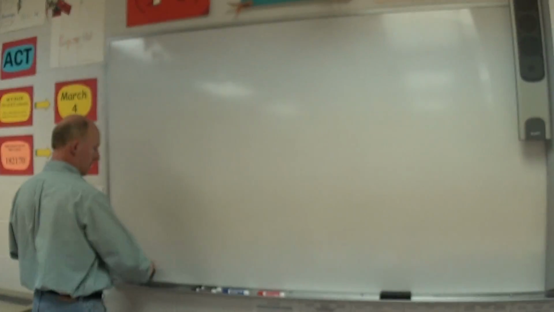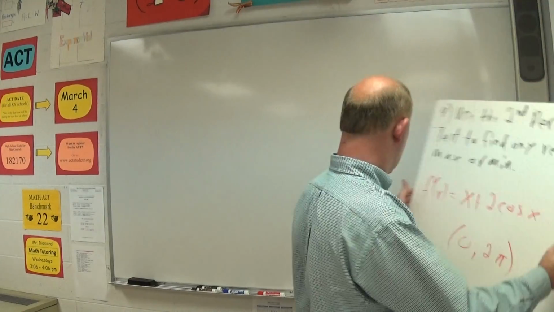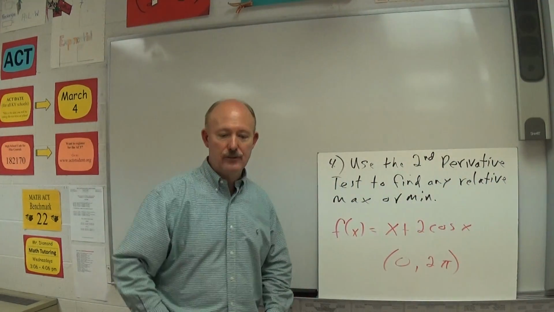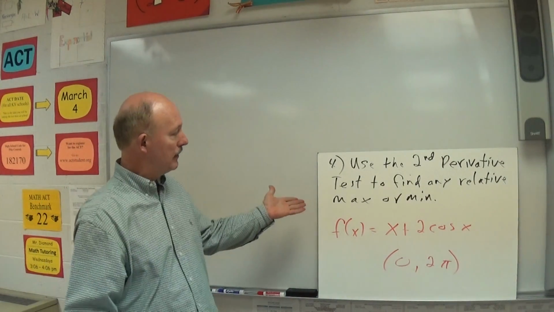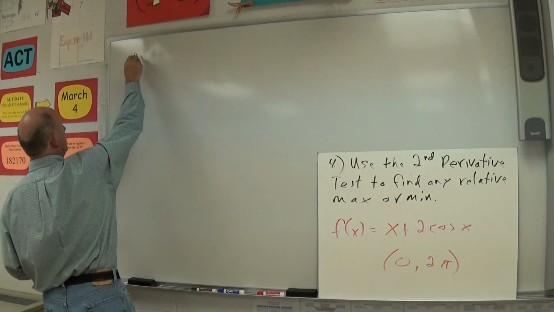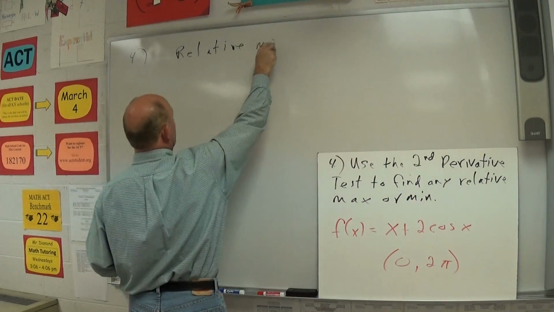Okay, let's try this problem right here. This will be number 4, our last example, so we'll do one more. This time, we're going to use the second derivative test again to find any relative maximum or minimum.